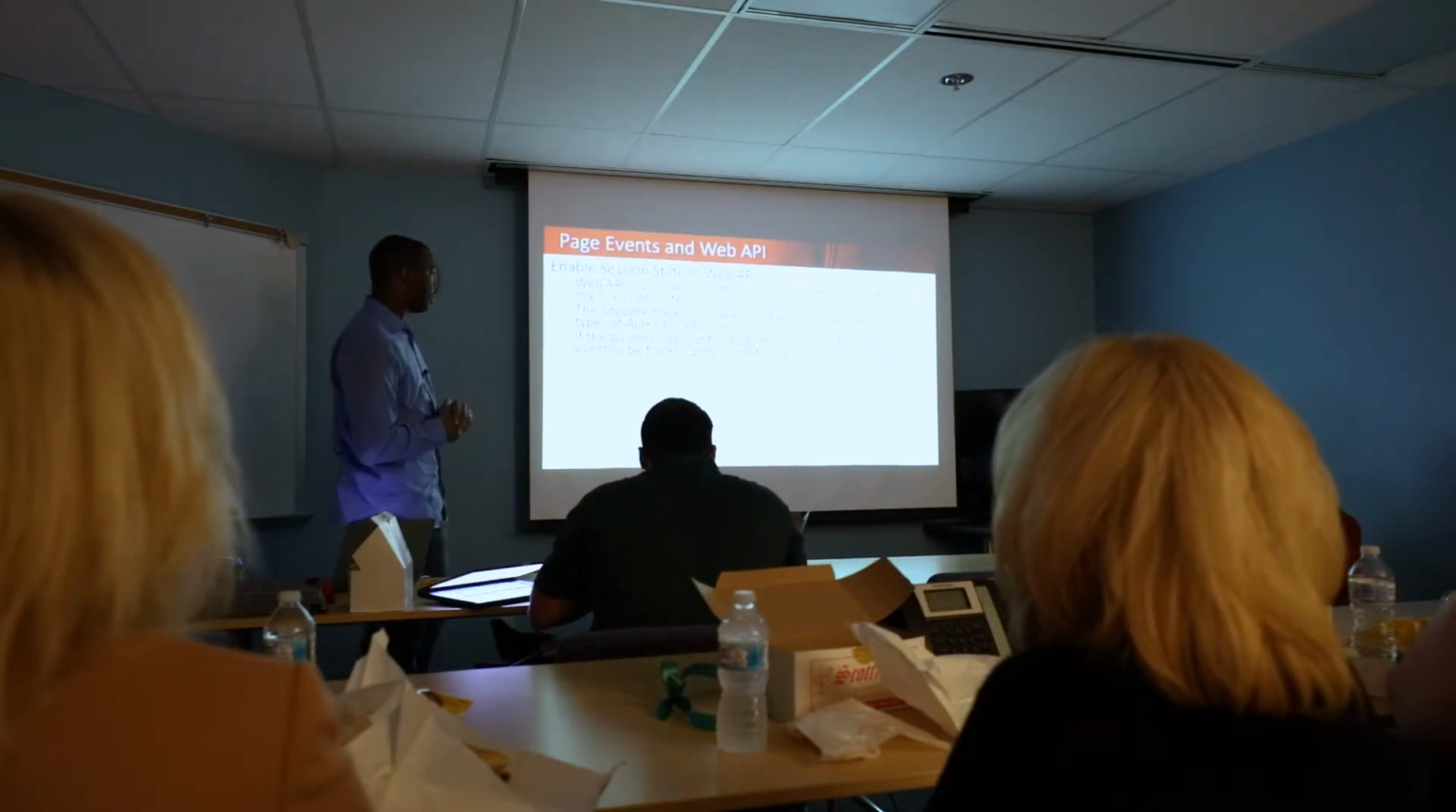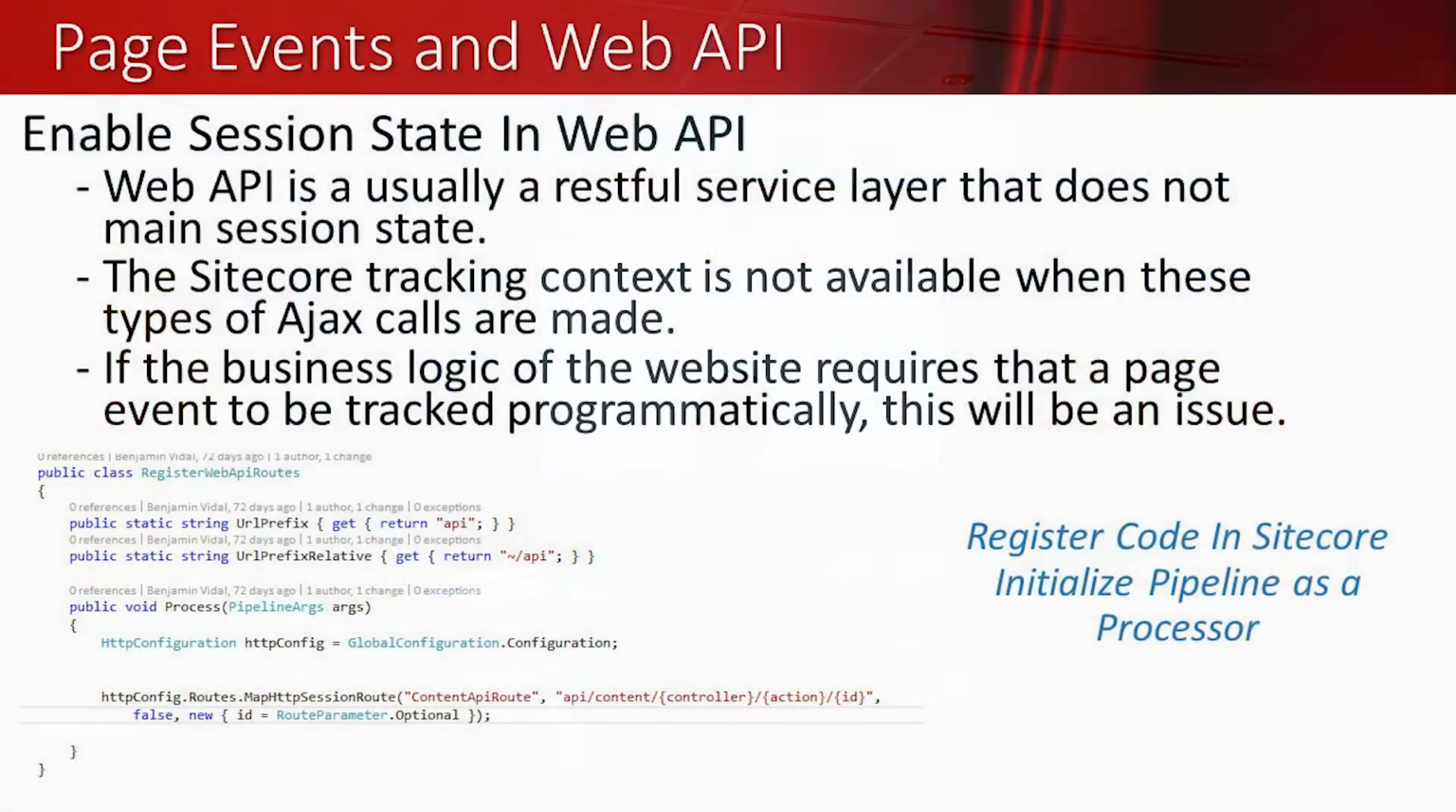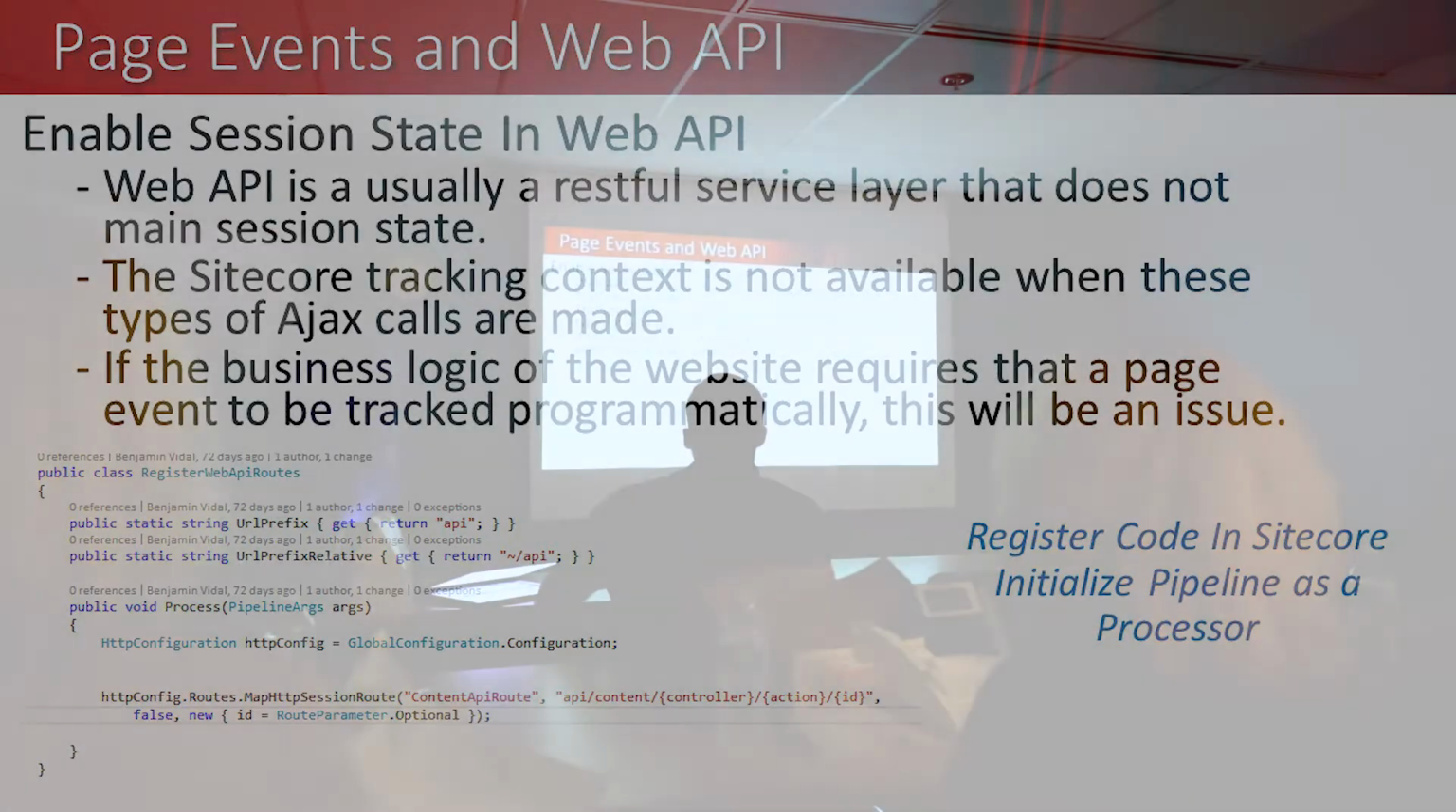This is just some code for the developers of how we've tied a session state to a web API route. And by doing so, we can register that with Sitecore, and anytime a web API or AJAX call is made, Sitecore is aware of it. Why is this important?